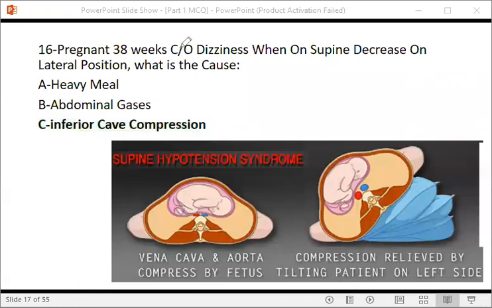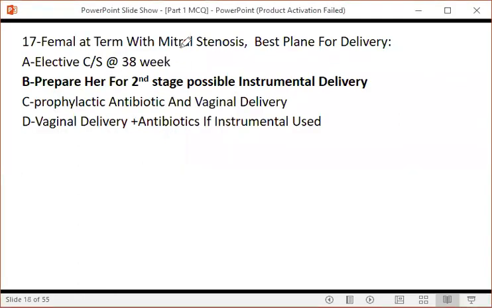Okay, a female at term with mitral stenosis, what is the best plan for delivery? She has mitral stenosis. Is it elective CS? Is it to prepare for second stage with possible instrumental delivery? Is it prophylactic antibiotic? Is it vaginal delivery plus antibiotic if instrumental delivery is used?